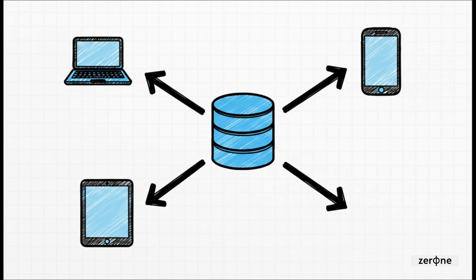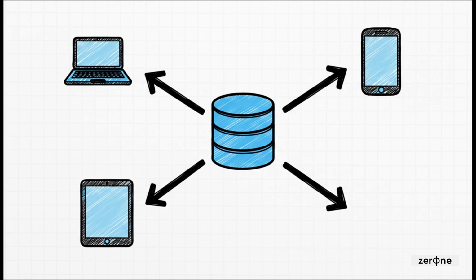REST stands for Representational State Transfer. It runs on some very strict principles. First, a clear client-server architecture. Second, stateless communication, meaning every single request is independent and the server doesn't remember your previous request. And third, a uniform interface.